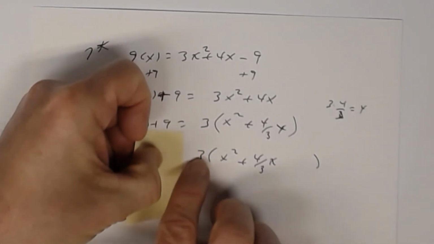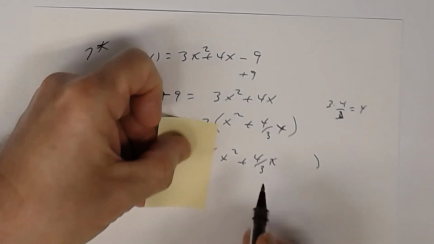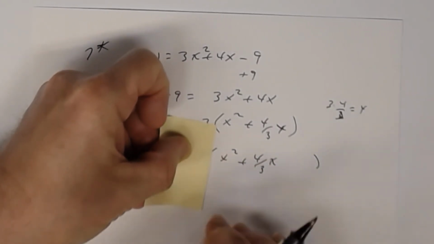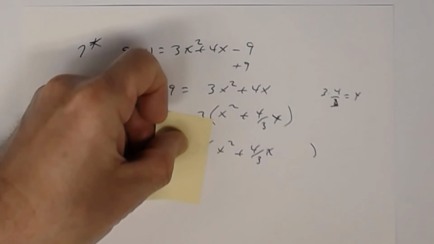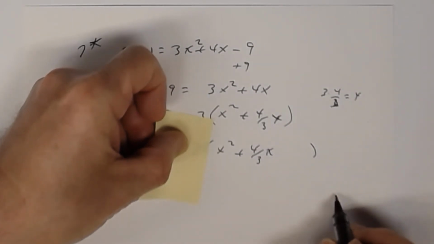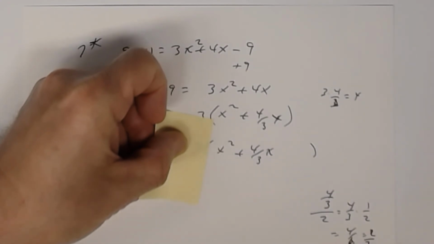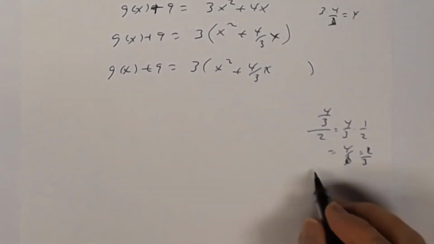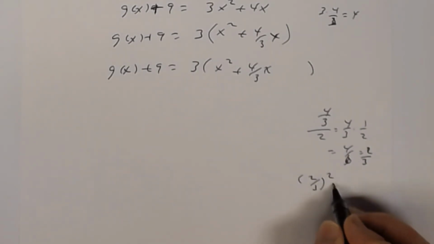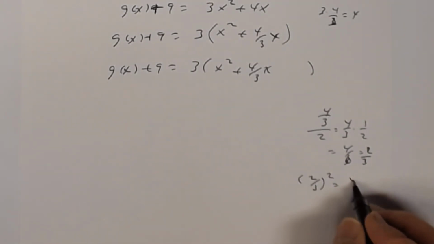Technically, the coefficient of x squared when you distribute it is actually 3, but you're completing the square on this part for right now. So you're going to take half of 4/3, so 4/3 divided by 2. Change this to multiplication, so you take the reciprocal of 2, which is 1/2. So I get 4/6, which is 2/3, right? Then you're going to take 2/3 and square that. So 2/3 times 2/3 is 4/9.